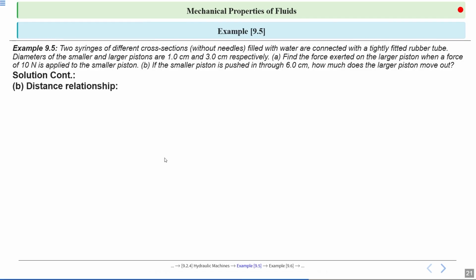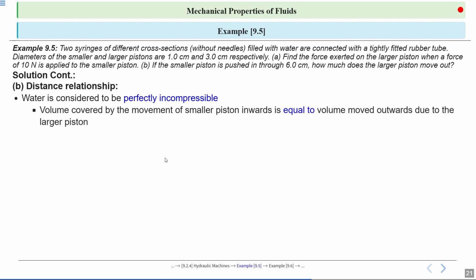Now let's focus on part B of the problem, which deals with the distance relationship between the pistons. Water is considered perfectly incompressible, meaning its volume does not change under pressure. The volume displaced by the smaller piston moving inward is equal to the volume displaced outward by the larger piston. This concept is based on the conservation of volume. From the conservation of volume, we derive the equation L1 into A1 equals L2 into A2.